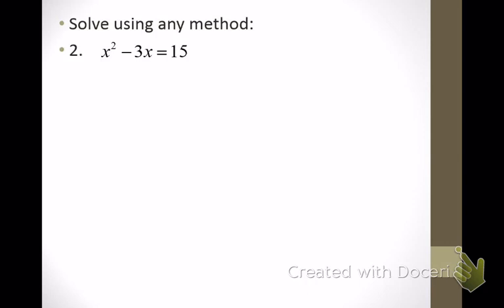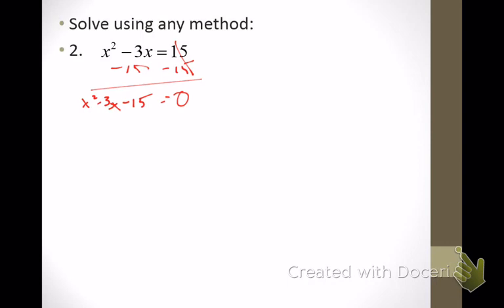Number 2. First thing I'm looking for: is this equation equal to 0? The answer is no, it's not. So you've got to get it that way. So we subtract 15, subtract 15 to get this 0 on this side. Okay? Now, it has a b term, it has a linear term, it has a middle term.